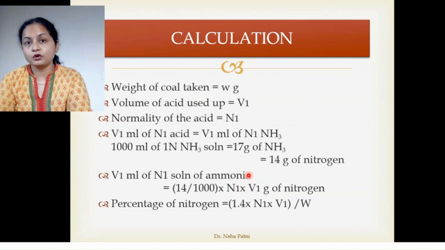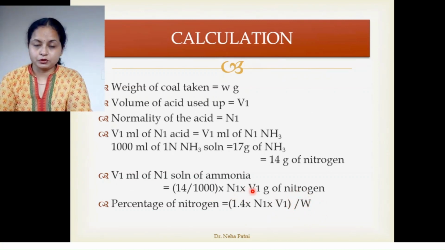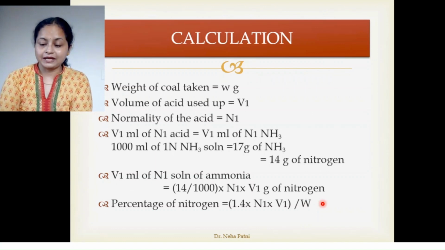Now this is the amount of nitrogen. What you want is the percentage of nitrogen. And for that, you have to divide it by sample weight and multiply it with 100. So when you divide it by sample weight, which is W, and multiply it with 100, you will get this 1.4 N1 V1 by W. Again to remind you, N1 is the normality of the acid, V1 is the amount of acid used up, and W is the amount of coal taken.